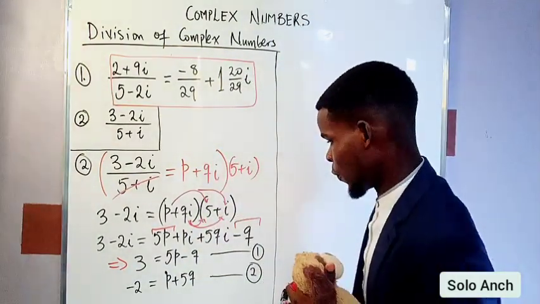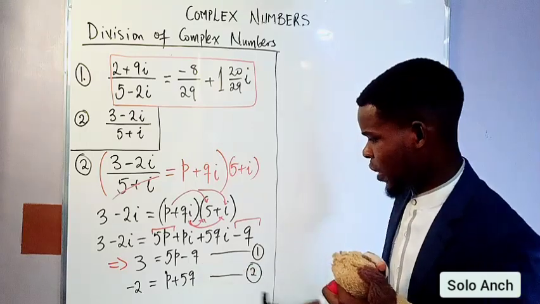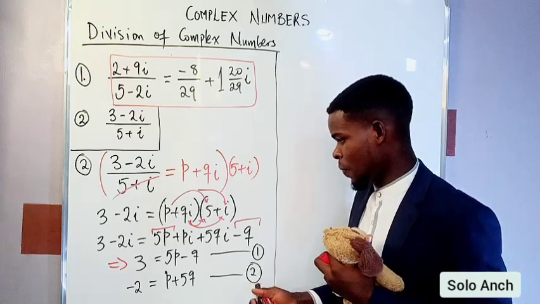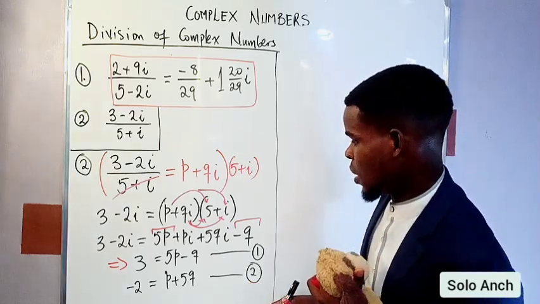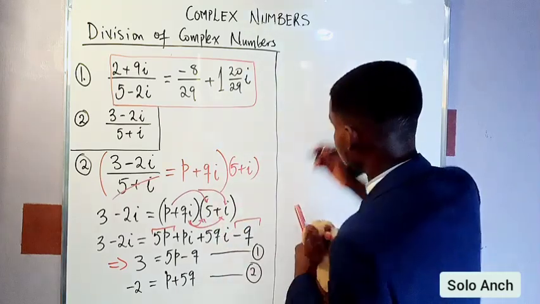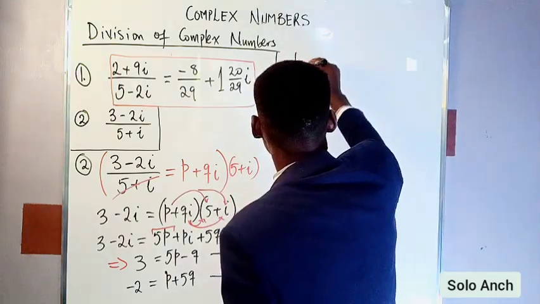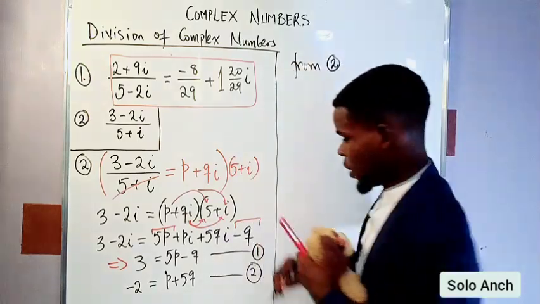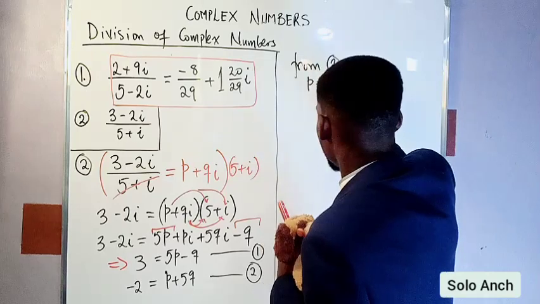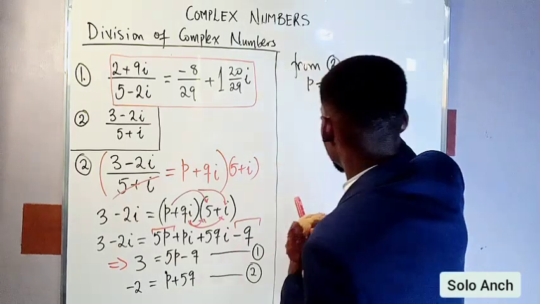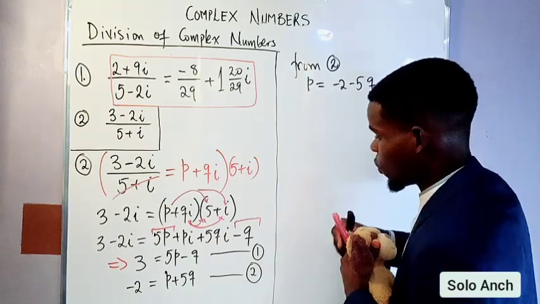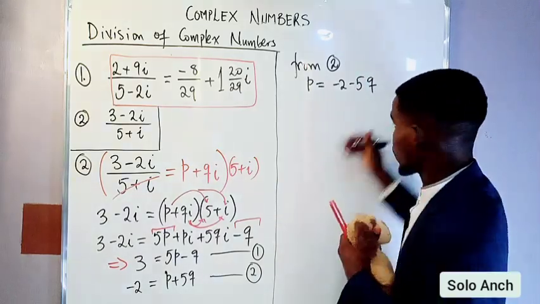Okay, so let's see what we have. Well, we work with equation 1, so we can solve this simultaneously. This turns out to be a simultaneous linear equation, and I'm going to solve this by substitution method. So from equation 2, let's make p the subject. We observe that p is going to be -2 minus 5q. Okay, so let's call this equation 3.